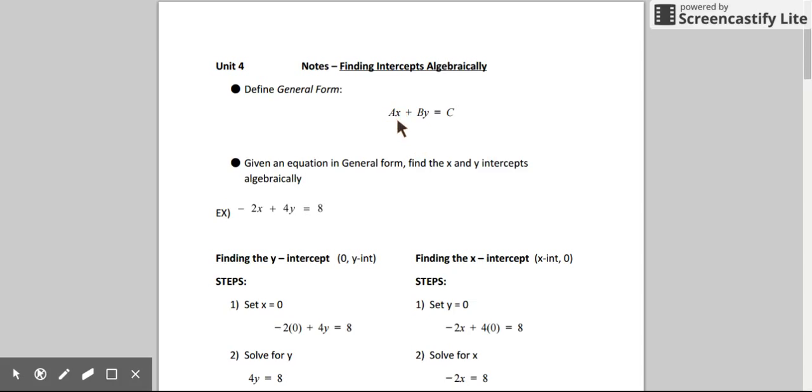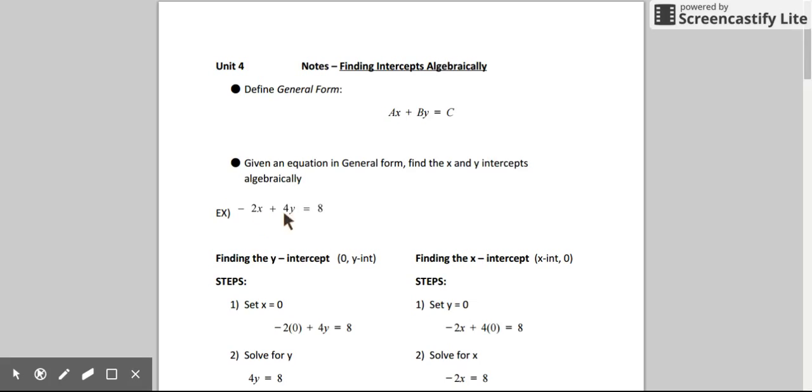A is the coefficient of x, B is the coefficient of y. They're just numbers that are going to be in front of those variables. C is also going to be a number. So for example, this is an equation in general form.